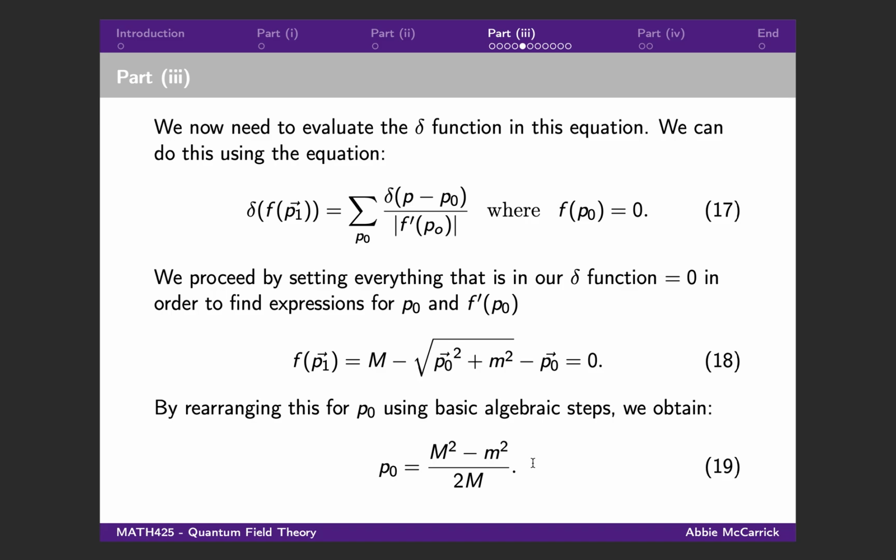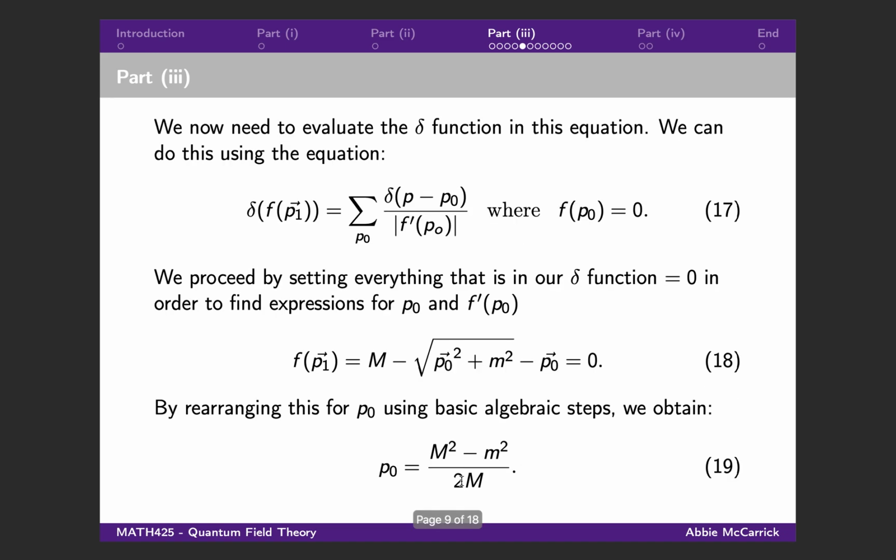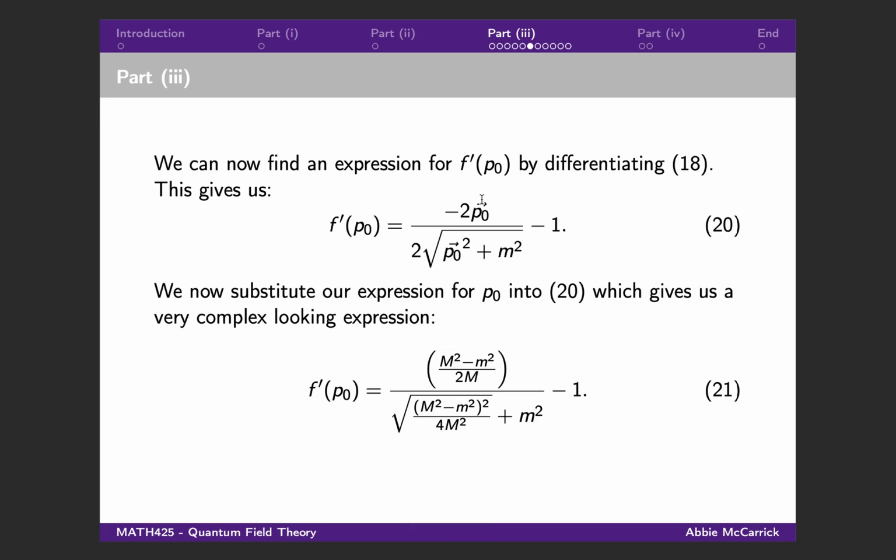So we've got big M squared minus little m squared over 2 big M. We can then use this even further, so we can go back to our f dash p0 expression. So we will differentiate equation 18 to find f dash p0, substitute in the p0 here, so where we've got obviously minus 2p0 for example, we will then put in this equation 19 that we got for p0 to make this equation here, 21, which does look quite complex and quite difficult, but we will find out later how we can simplify that a little bit more and make these integrals actually work.